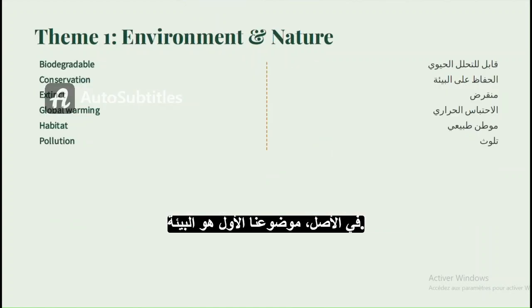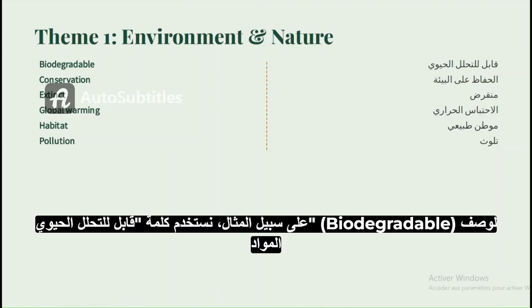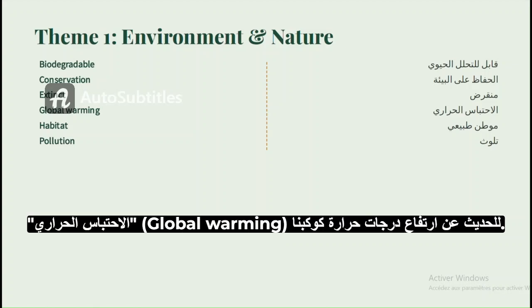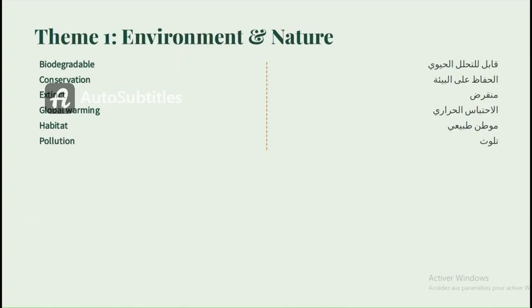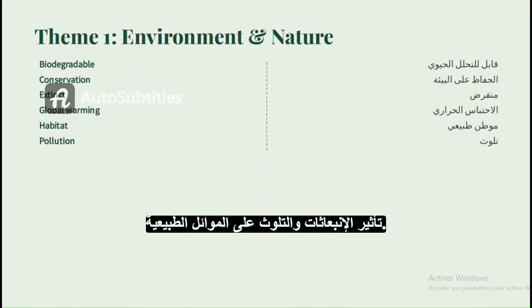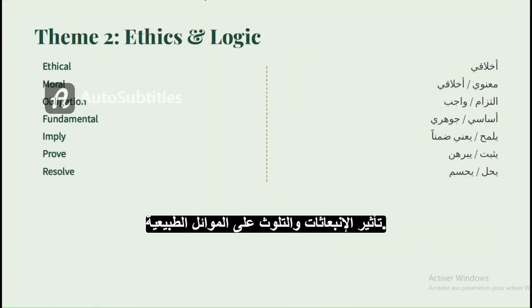Our first theme is the environment. These words are crucial for discussing nature and ecology. For example, we use biodegradable to describe items that break down naturally, and global warming to talk about the rising temperatures of our planet. We also need to understand conservation, the act of protecting our resources, and the impact of emissions and pollution on natural habitats.